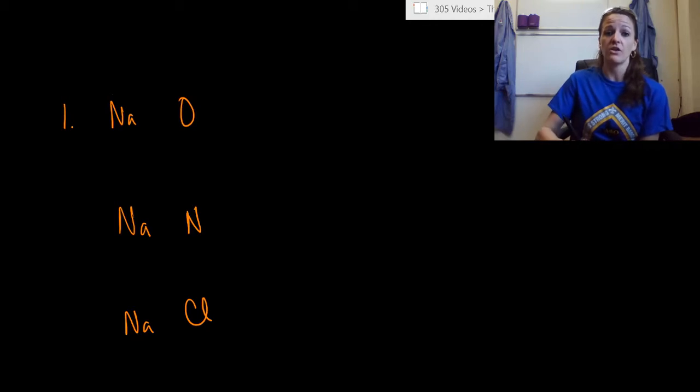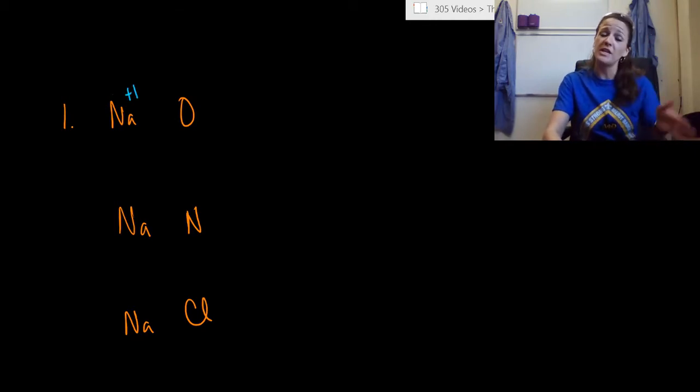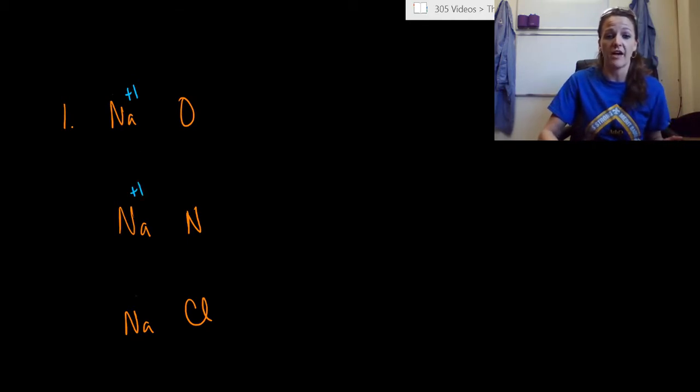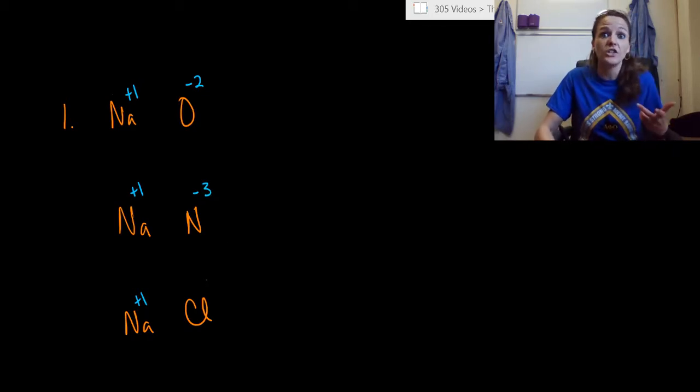So the very first thing you do is figure out what the overall charge is going to be on each element. So sodium wants to be a cation. It wants to have that overall +1 charge, and that's just because it's in group 1. It's an alkali metal. So every single one of these sodiums is going to have a +1 charge. Now, oxygen is in group 6, so it usually has a -2 charge. Nitrogen is in group 5, so it usually has a -3 charge, and chlorine is a halogen, so group 7, so that usually has a -1 charge.